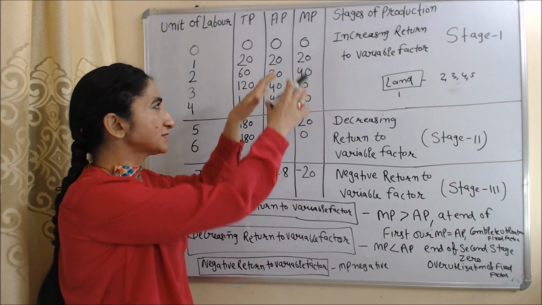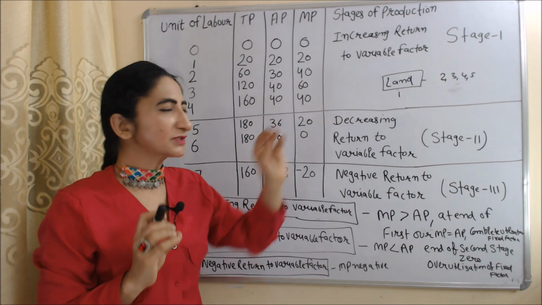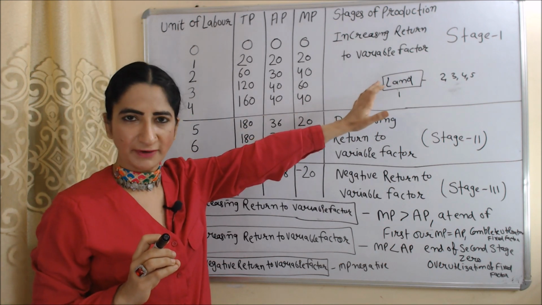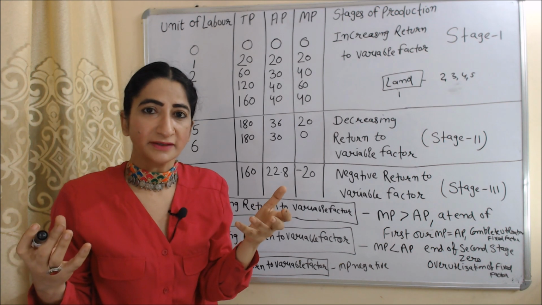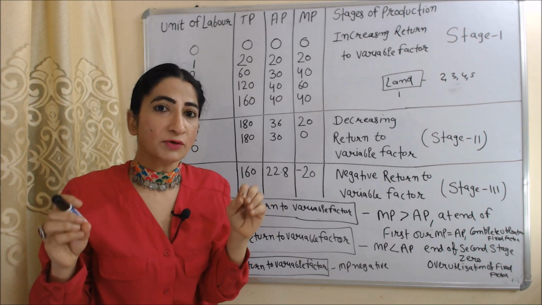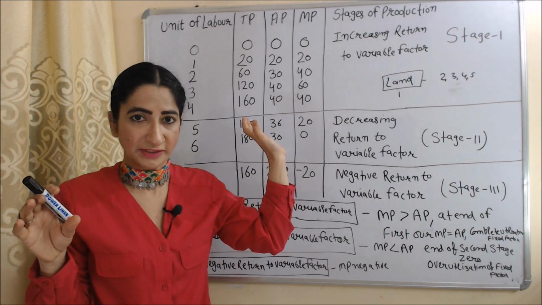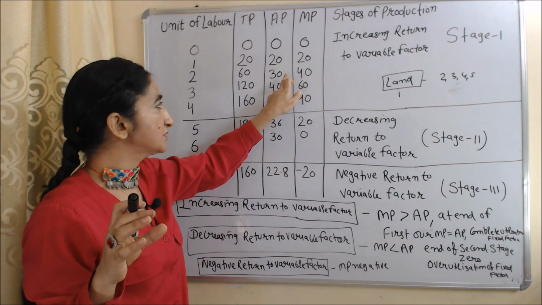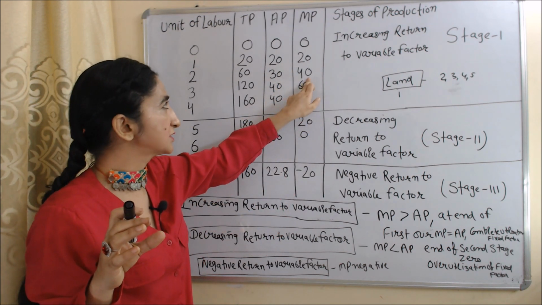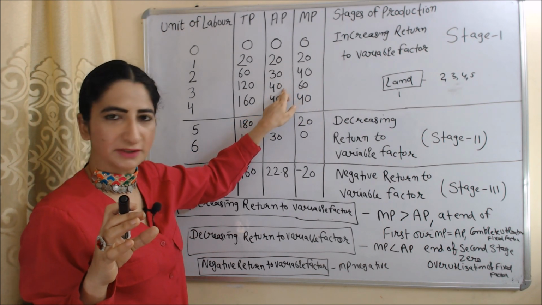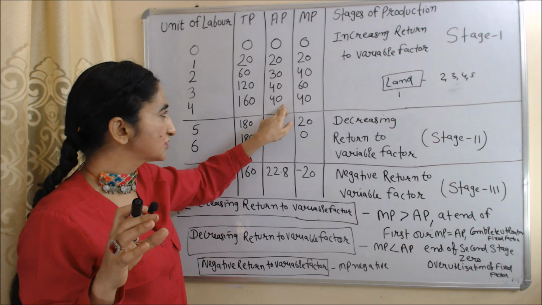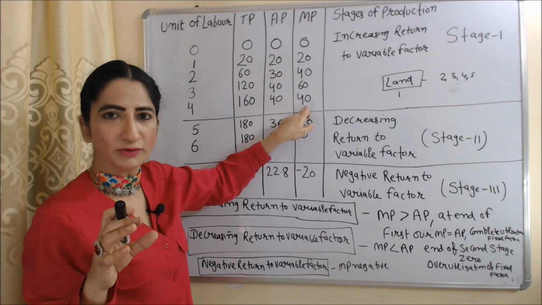Now we are going to talk about stages of production. First stage is increasing return to variable factor. Our variable factor is labor. Increasing return to variable factor means marginal product of labor is very high in first stage. Here you can see marginal product is more than average product. Marginal product is 40, but average product is 30. Marginal product is 60 and average product is 40. At the end of first stage, marginal product becomes equal to average product.